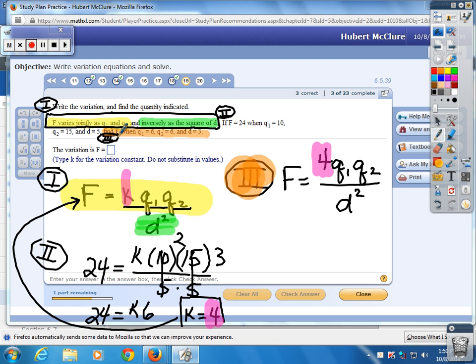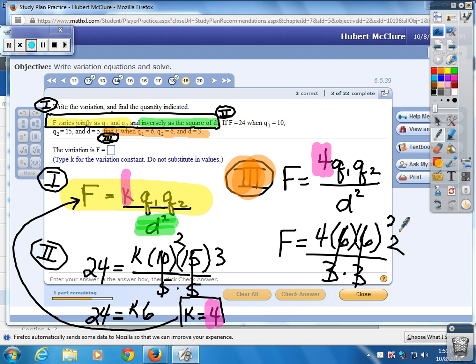Find F when Q sub 1 is equal to 6, Q sub 2 is equal to 6, and D is equal to 3. So what are you going to do? Well, 3 will go into 6 how many times? 3 will go into 6 twice. What's 2 times 2 times 4? It's a miracle. So your final answer is 16.